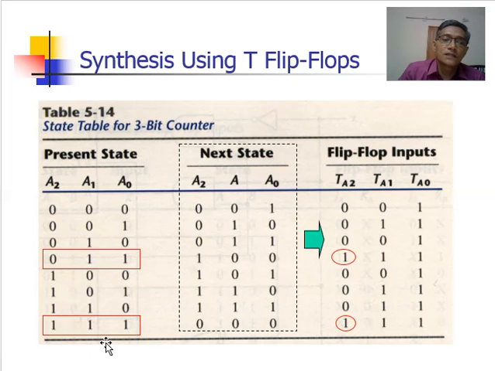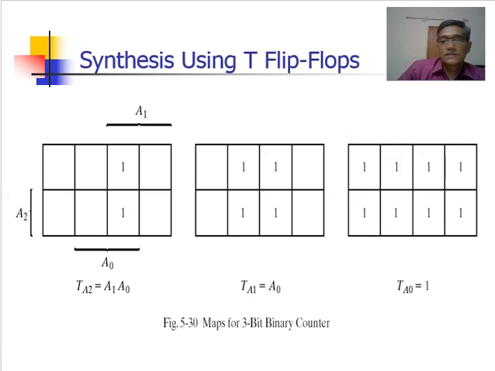Similarly, the excitation table is used for filling the next 2 flip-flops by comparing the present state and the next state of the corresponding flip-flop. So in this way, we have completed the state table. Now we need to use the K-map for the simplified Boolean function, arriving at the simplified Boolean functions for TA0, TA1 and TA2. It is shown in the next slide.